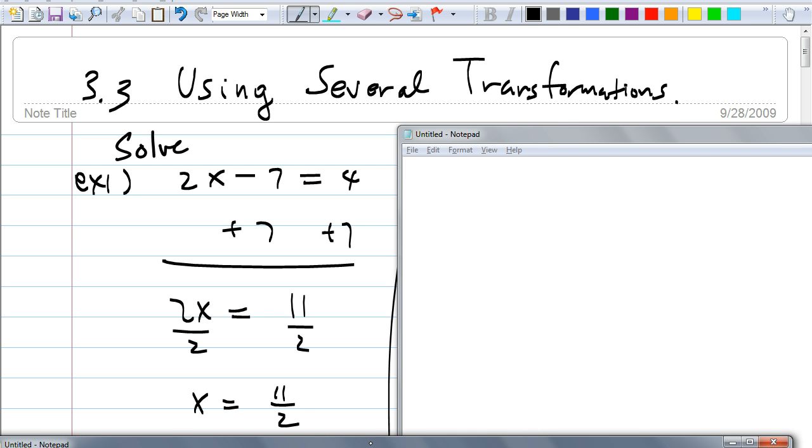By the way, should you write this as a decimal? No, we don't like decimals either. We like fractions, especially improper fractions that are simplified. If this was like 22/4, of course you'd have to simplify that. But you don't need to write it as a mixed number.